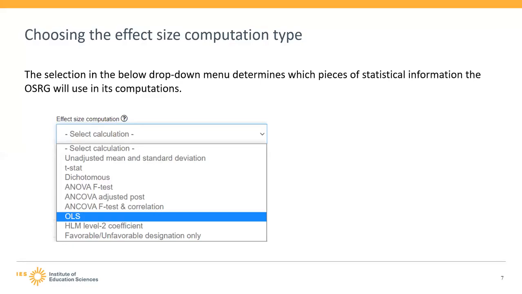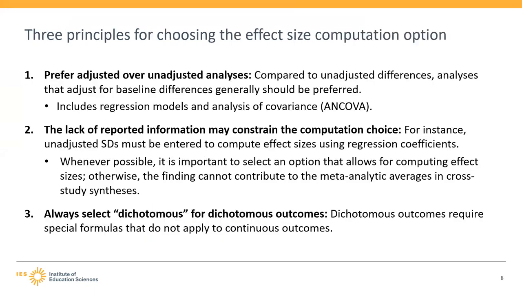As experienced OSRG users will already know, reviewers will select an option in the effect size computation drop-down menu shown here that determines which pieces of statistical information the OSRG will use in its computation. This slide reviews 3 general principles for choosing the computation option in that menu. Though these principles are not new to version 4.1, they are useful reminders and will help frame today's discussion.